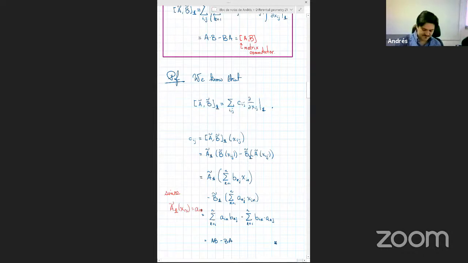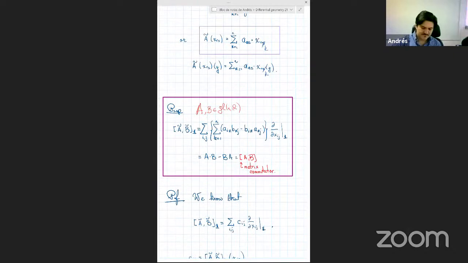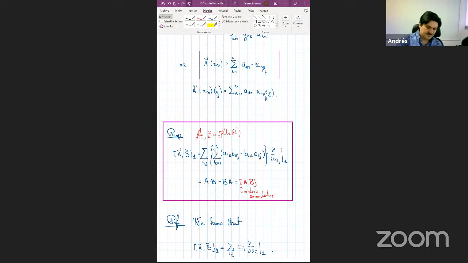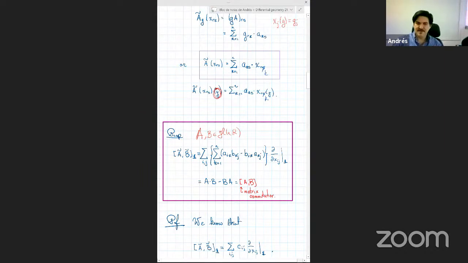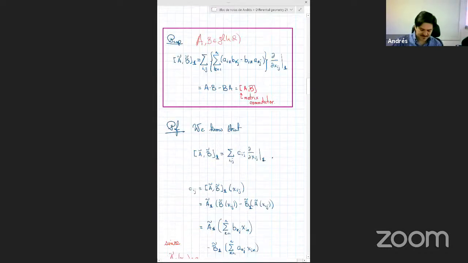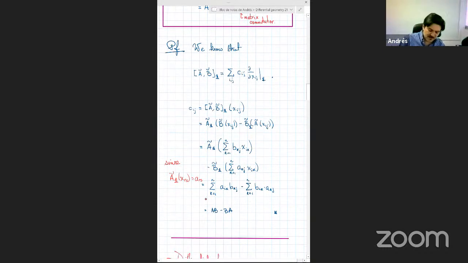Take G, the element of the group, the identity in terms of matrix is like this. And you have that function there. Okay, so you get now this expression, but if you look at each term, K is the index of the sum. I and J are fixed, right?